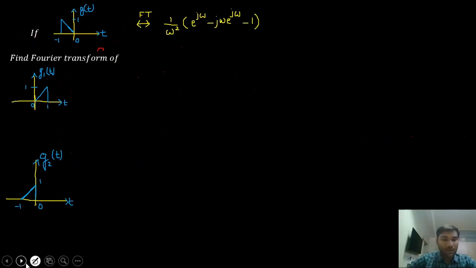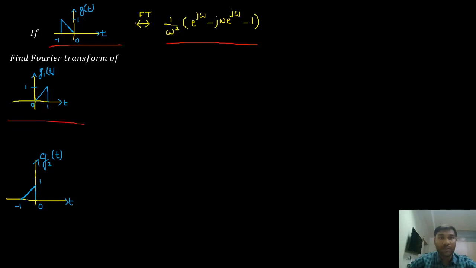Here in this problem, we are already given the time domain signal and its corresponding Fourier transform. Now what are we asked to do? We are asked to find the Fourier transform of g1 of t. For g of t, they have given the Fourier transform. We have to find the Fourier transform for g1 of t. So let us find a relation between g of t and g1 of t. If you look at them, g1 of t is nothing but a folded version of g of t, right?